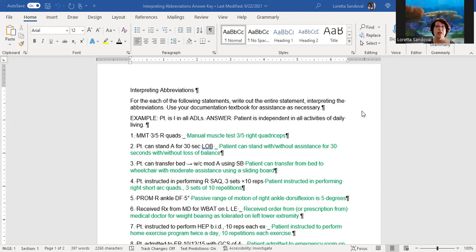Number 5, the PROM, passive range of motion, for right ankle dorsiflexion is 5 degrees. Very clear. That's not too horribly abbreviated. Number 6, received RX from MD for WBAT on LLE.